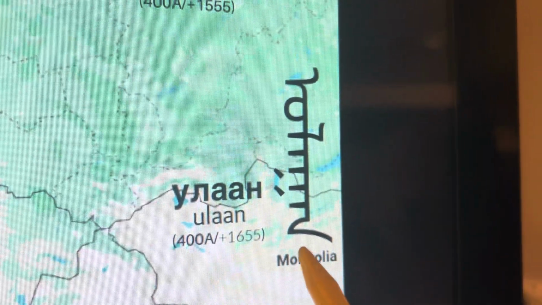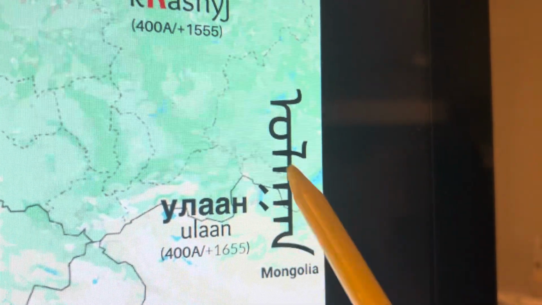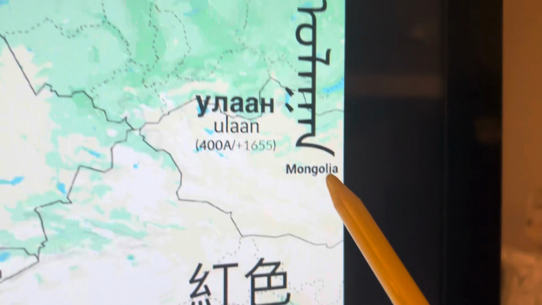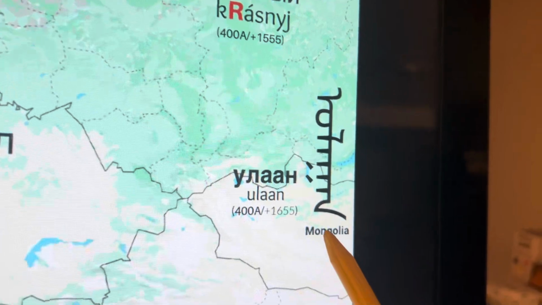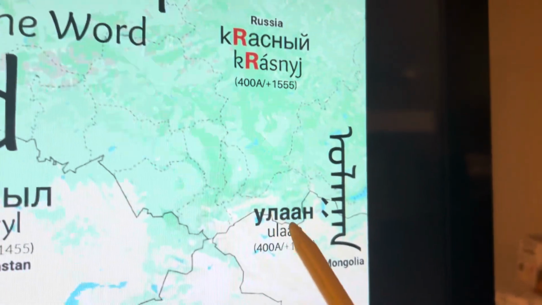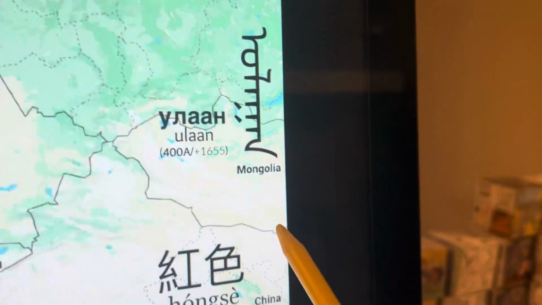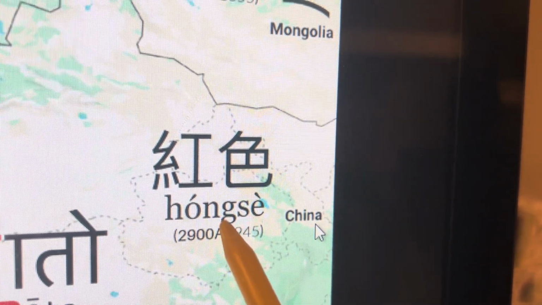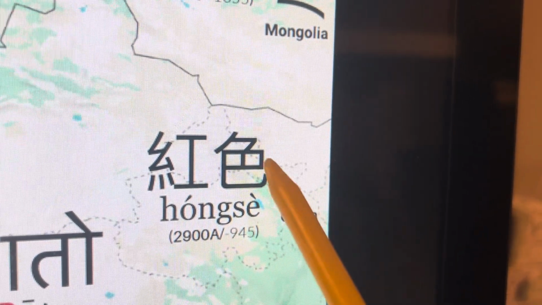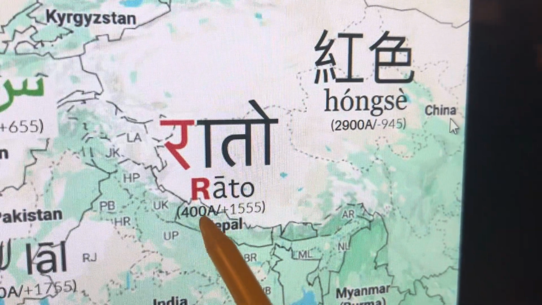This is the Mongolian word for red, Ulaan. I don't know exactly, I haven't learned exactly why these are vertical. But Mongolian, I talked to a Mongolian native here in America a week ago, and he told me that they use the Russian script, but they're still connected to the Chinese linguistics. And in China, Hong, this word here is the word for fire. Ratho in Nepal.